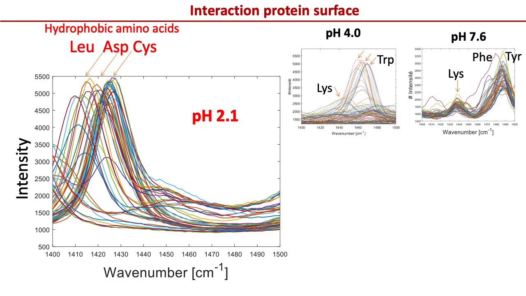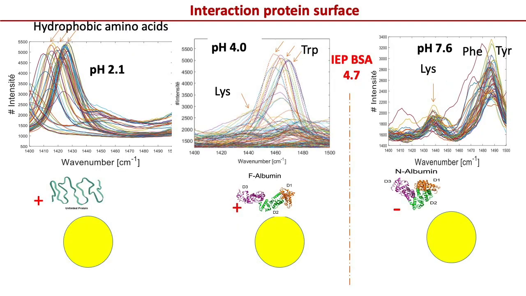protein is denatured. These interactions can be explained from an electrostatic point of view by considering the isoelectric point of both the protein and the gold surface. The isoelectric point of BSA is 4.7. This means that under this value, the electric charge of this protein is positive.